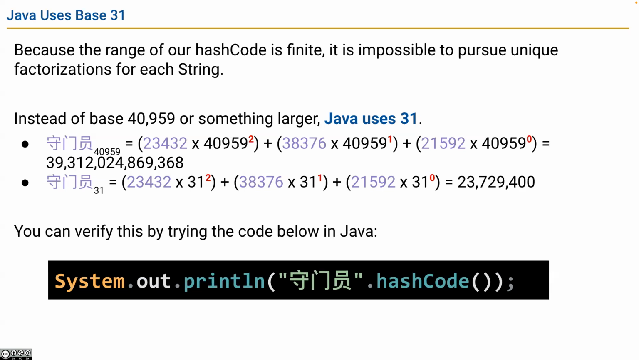So it's impossible to get unique factorizations. That is, this number, 39 trillion, you just can't get it in Java. So what Java did is they said, we don't actually care about picking some huge base to ensure uniqueness. Instead, let's use 31. So the first character you multiply by 31 squared, the second one you multiply by 31, the last one you just add, and you get 23,729,400. Much better.